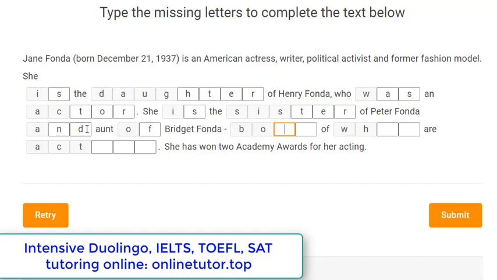Don't print it like a robot. She is the sister of Peter Fonda and the aunt of Bridget Fonda. Both of whom? For me, it's very easy to find out, because both of whom? What else can you put here? I don't know. Both of whom are actors.